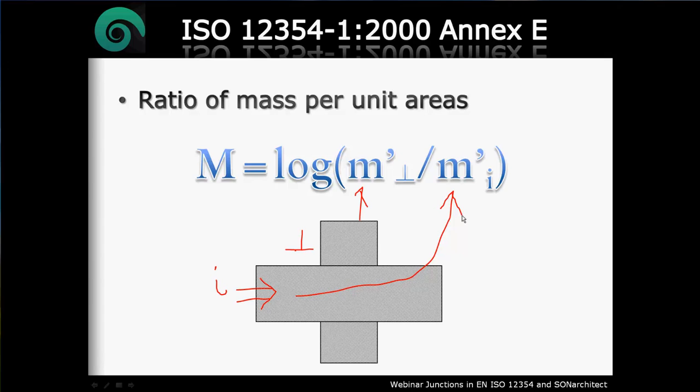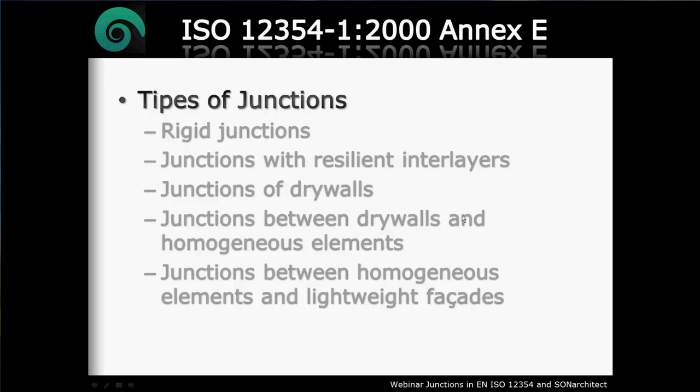If you know a little bit about the Appendix E, you will find that there are several types of junctions and several models that can be applied to different types of junctions. So depending on if you have a rigid junction or a junction with resilient interlayers, you will need to select a different model and apply it to calculate the vibration reduction index.